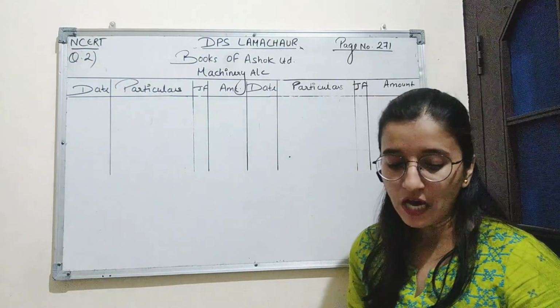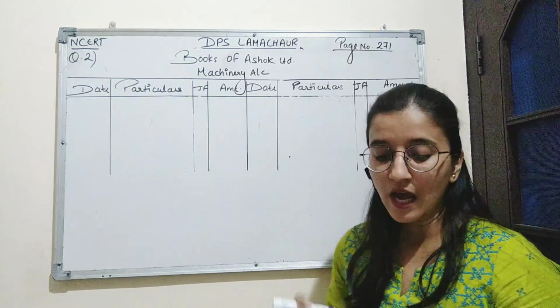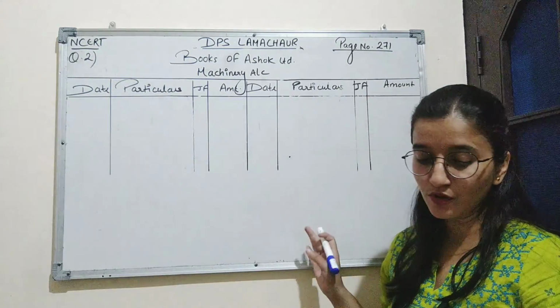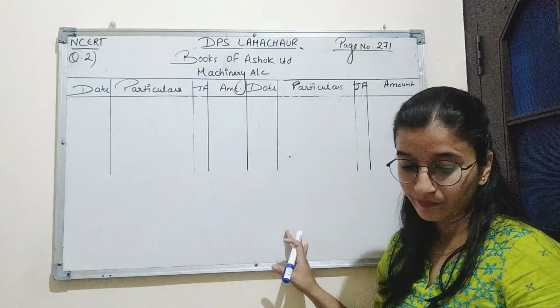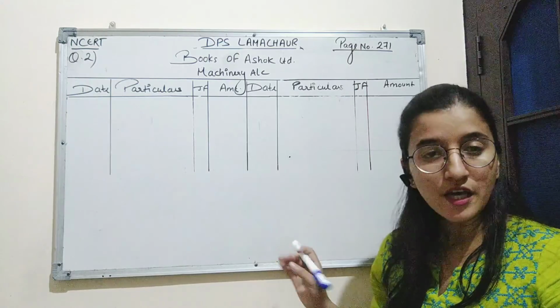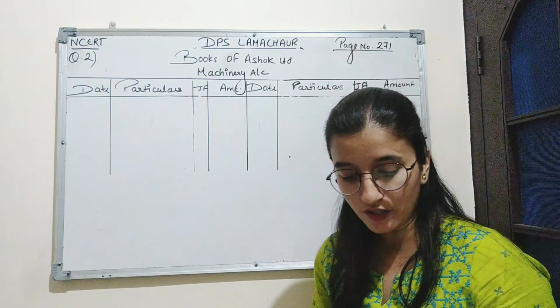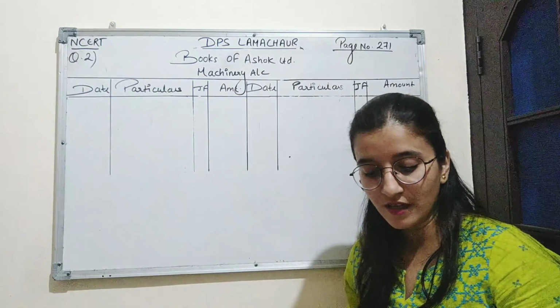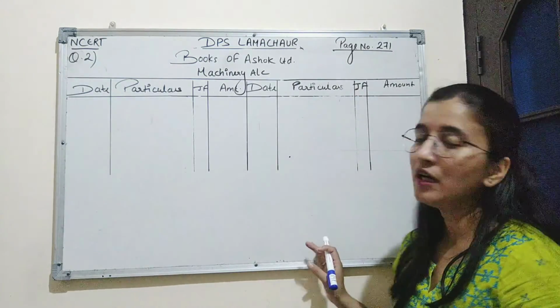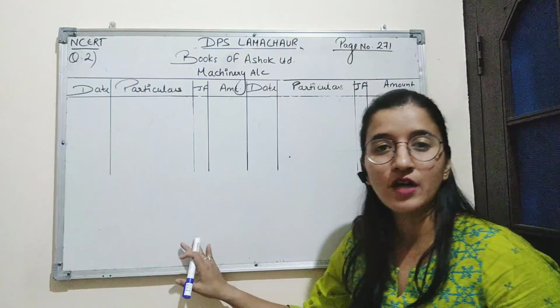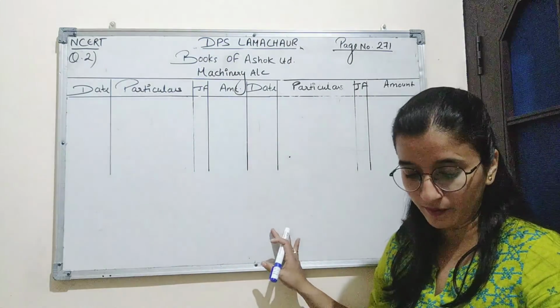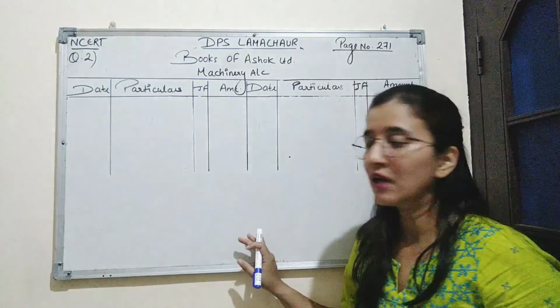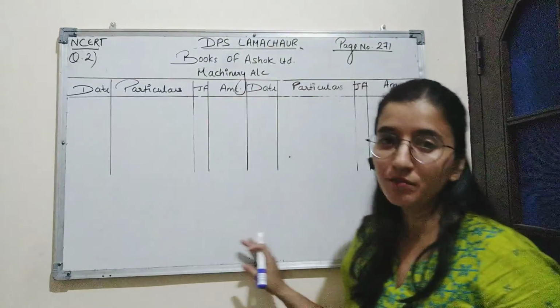So here, we have to prepare the machinery account and depreciation account in the books of Ashok Limited for the first 3 years, if depreciation is written off according to the straight line method and the accounts are closed on 31st December every year. So here the accounting year is 1st January to 31st December. Now first we will calculate the depreciation per annum.